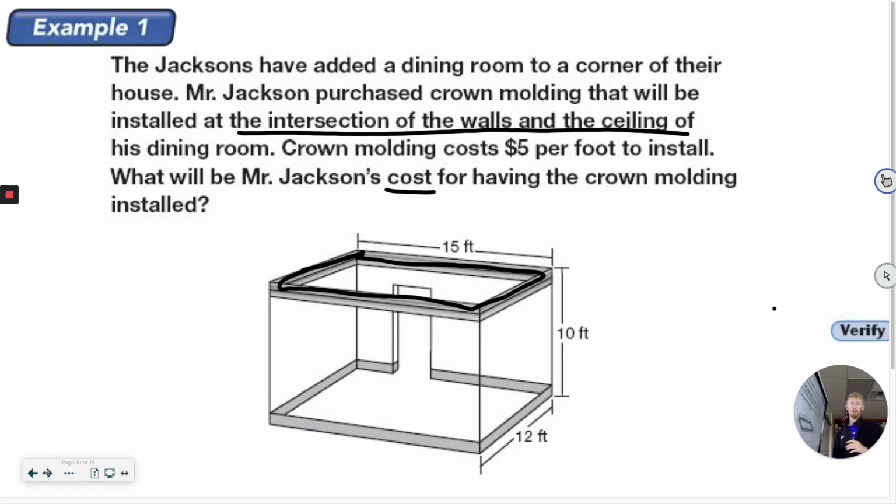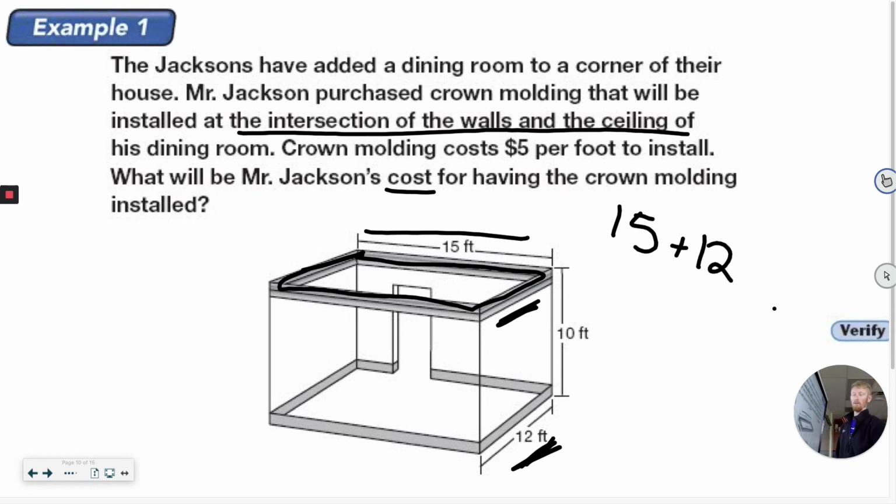So to find perimeter, you just add up the sides. So I have 15 here, and then I know that if it's 12 feet down here, it's got to be 12 feet up here. So I have 15, and I have 12. And then this one has to be the same. It's 15 feet, and this is another 12 feet over here. So I have 15 plus 12 plus 15 plus 12. Okay? You can add those in any order you wish.